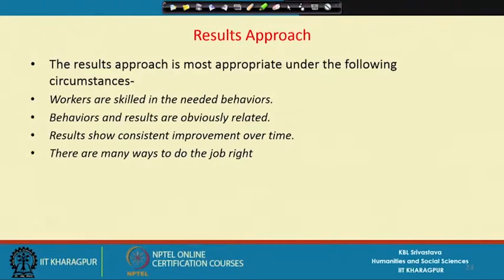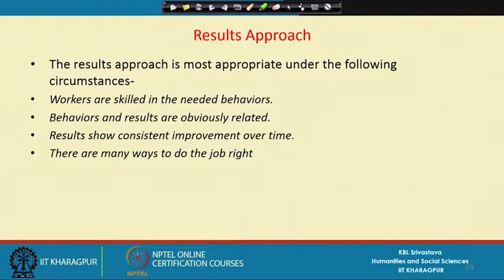You are less expensive, and it is possible to track results more easily than behaviors, because it is not possible for an organization to monitor and track the behavior of employees which produces good results. That is why they are not concerned about the behaviors, but more concerned about the results. Now, look at some of the examples.